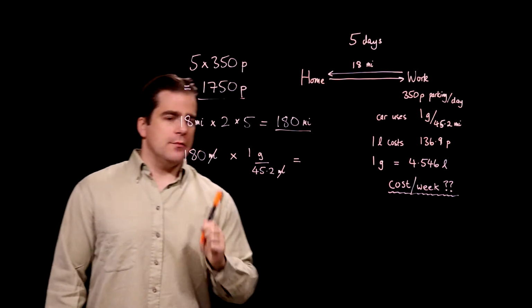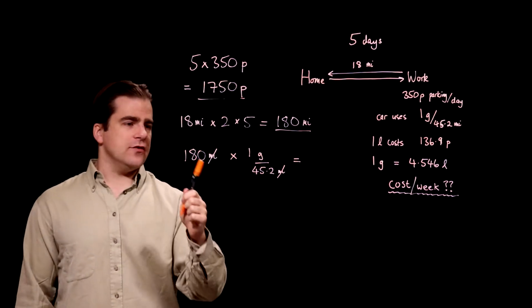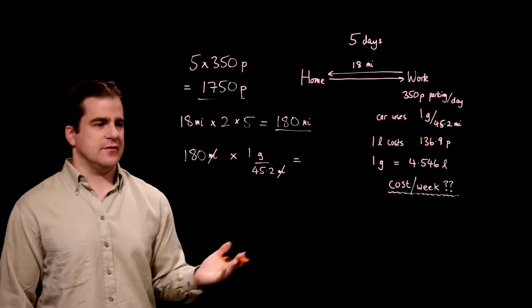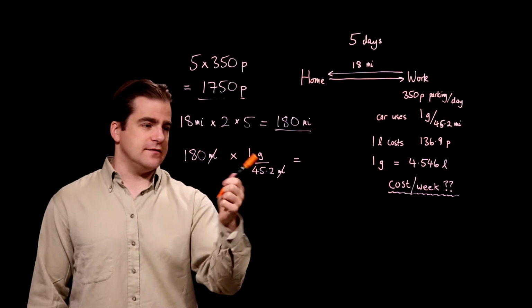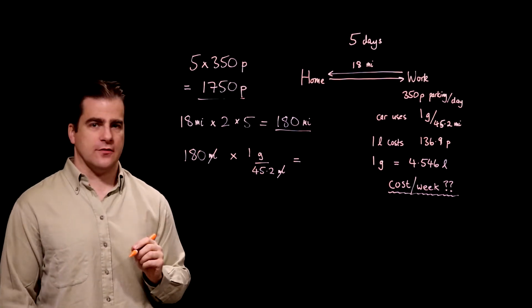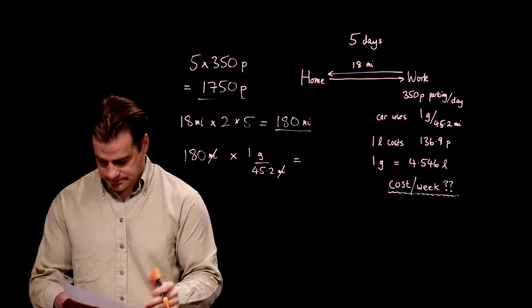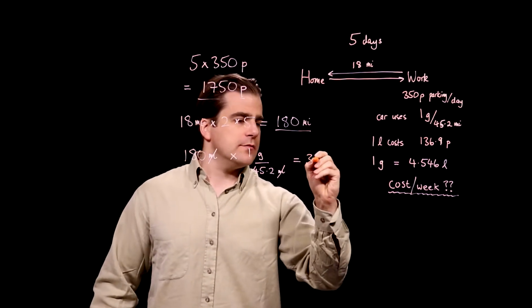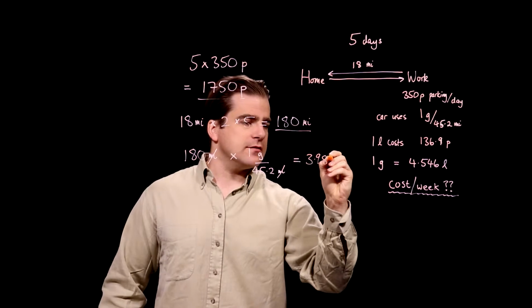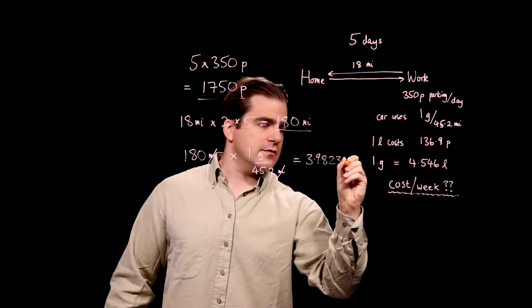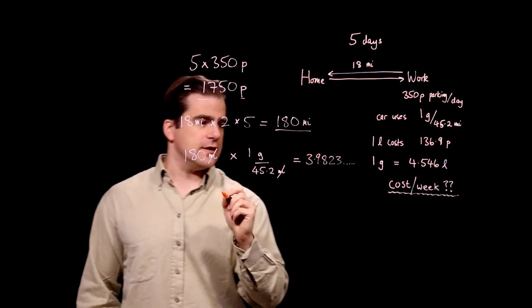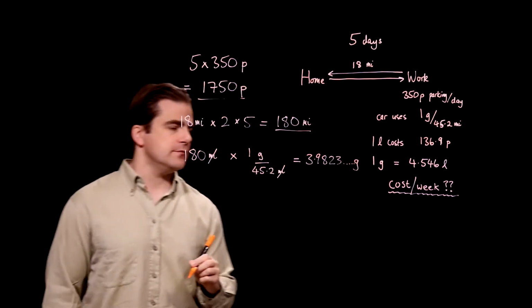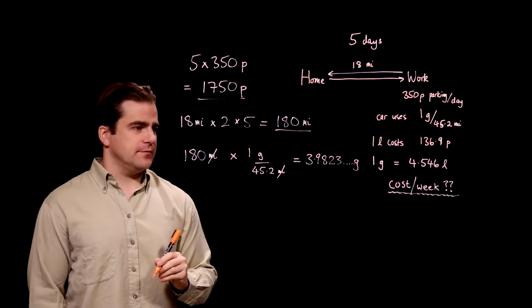So, put into your calculator 180 times 1, don't bother doing that. It's just 180 divided by 45.2. And you get 3.9823, and a whole bunch of other digits as well. And we're left with gallons.